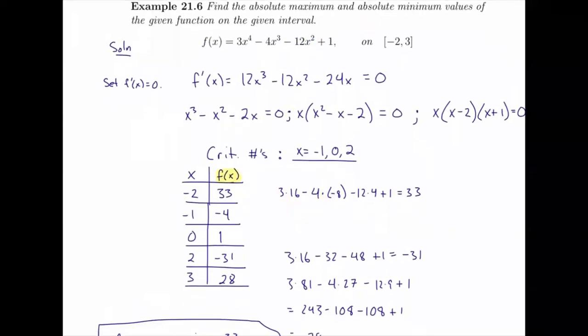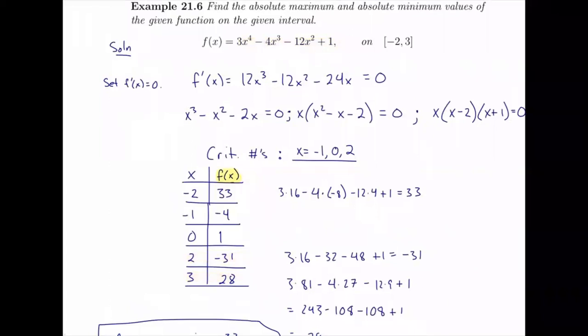I continue down the line doing that. I plug in -1 and get -4. I plug in 0, and 0 is easy to see, I get 1. I plug in 2 and I get -31. Of course, you can check these on your own if you like. Plug in 3 and I get 28.